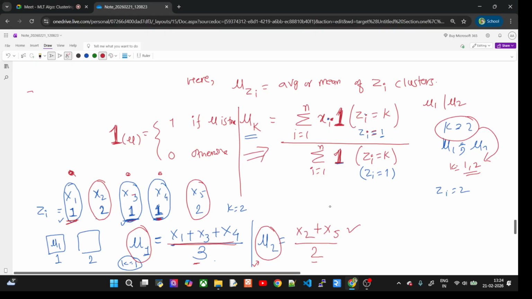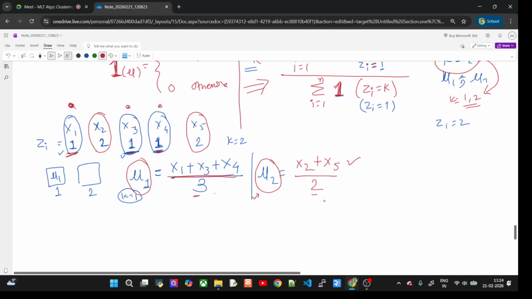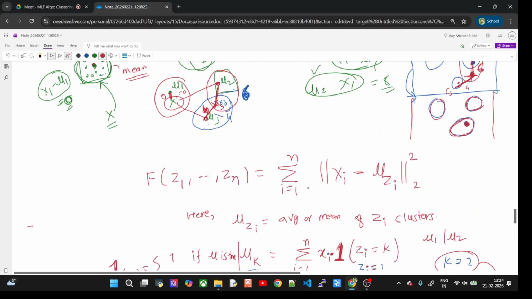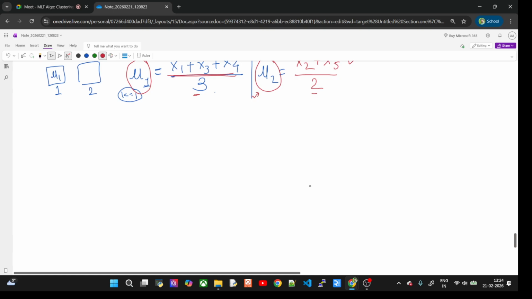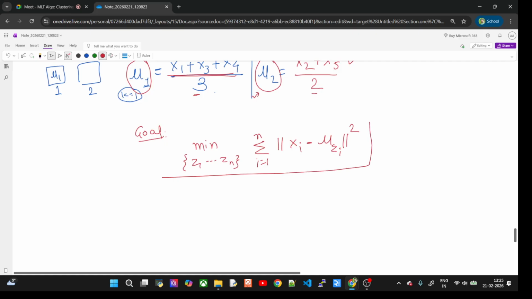But what is the point now? Our main goal of clustering is that you need the minimum value over all your data points from z1 till zn. You want the minimum value of your distance calculation, xi minus mu zi, whole square. You need the minimum value of this.